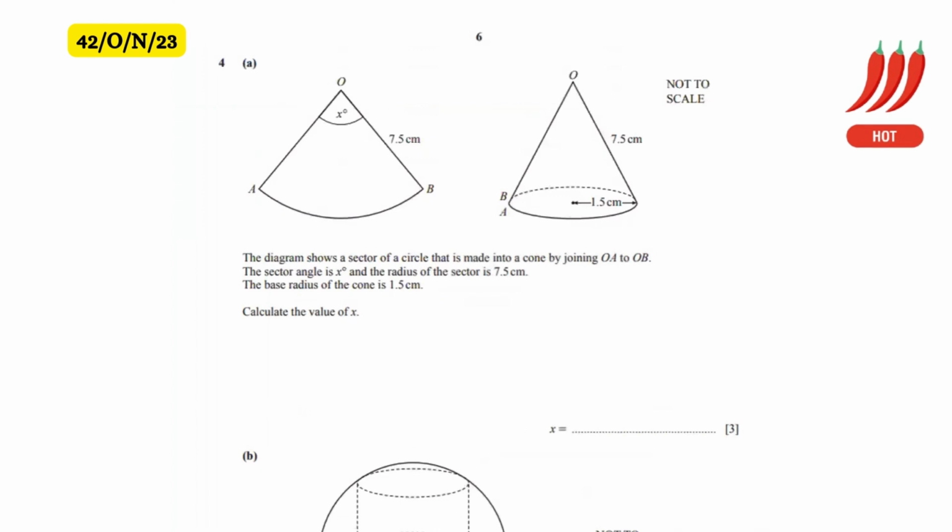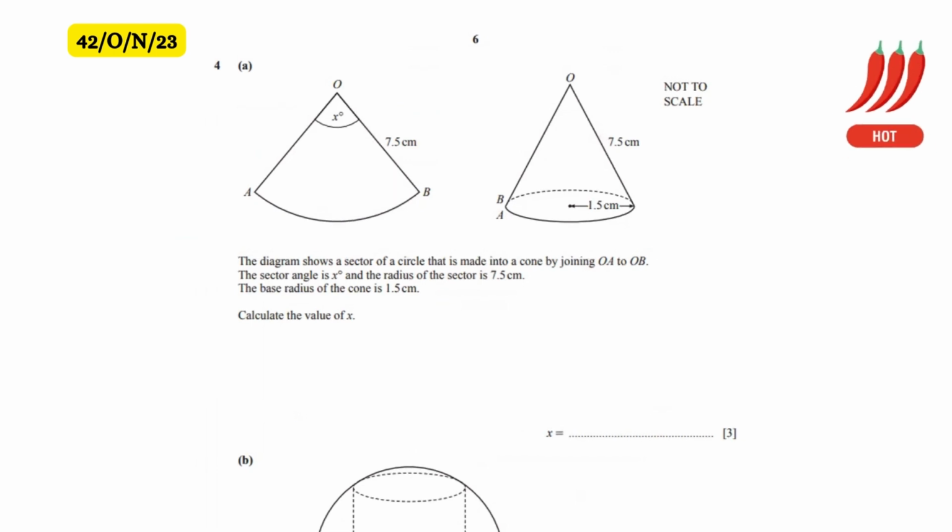Question 4 says the diagram shows a sector of a circle that is made into a cone by joining OA to OB. The sector angle is x degrees and the radius of the sector is 7.5 centimeters. The base radius of the cone is 1.5 centimeters. Calculate the value of x. So 1.5 is basically your radius, and we are joining OA to OB to make this cone. So if you find the circumference of the base of the cone, that is basically the same as the arc length AB.